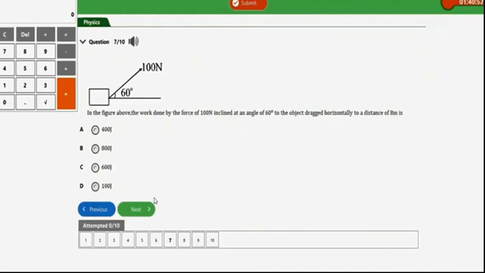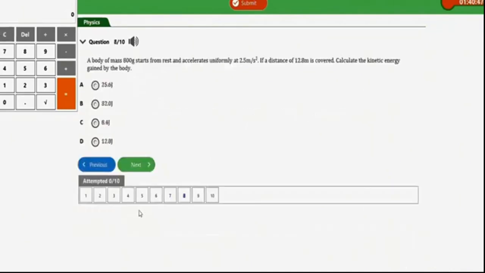Alright, so the next repeated question will be this question. It says a body of mass 800 grams starts from rest and accelerates uniformly at 2.5 meters per second square if a distance of 12.8 meters is covered. Calculate the kinetic energy gained by the body. Alright, so let's get the parameters for this question.